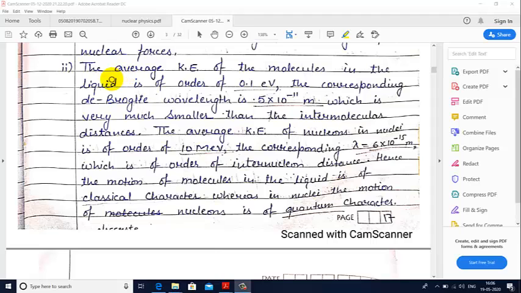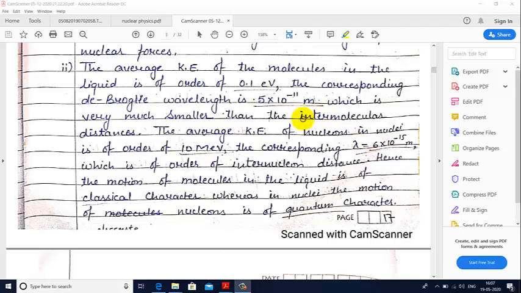Another difference is that the average kinetic energy of the molecules in the liquid is of the order of 0.1 electron volt. By considering this energy, we calculate the corresponding de Broglie wavelength, and it comes out to be 0.5 into 10 raised to power minus 11 meter, which is quite small. In case of nucleons, we take the average kinetic energy which is of the order of 10 mega electron volt and then calculate the corresponding de Broglie wavelength, which is this.